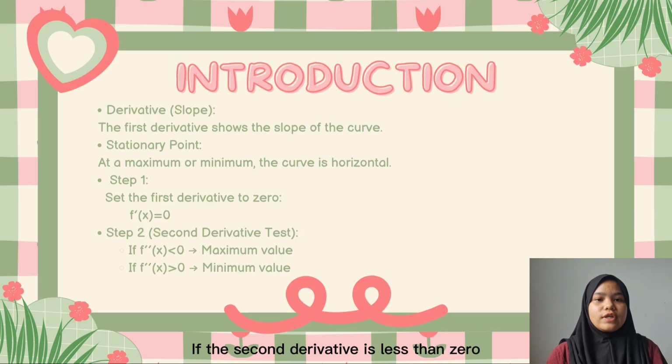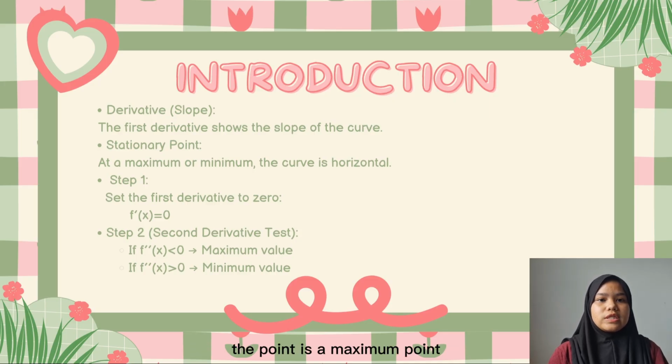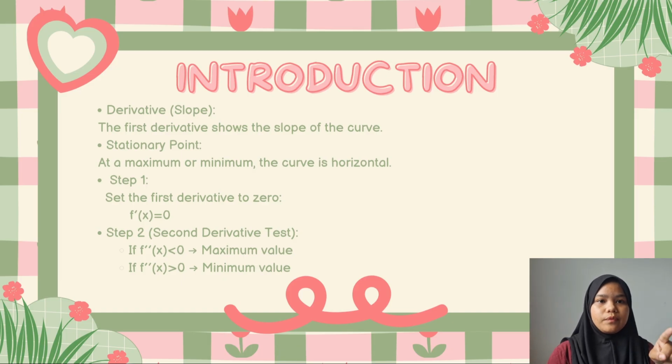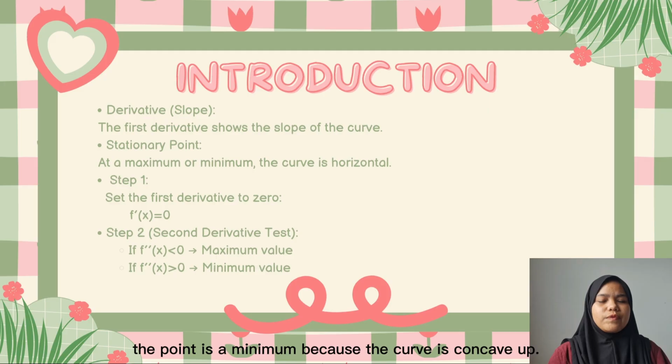If the second derivative is less than 0, the point is a maximum point because the curve is concave down, like this. If the second derivative is greater than 0, the point is a minimum because the curve is concave up.